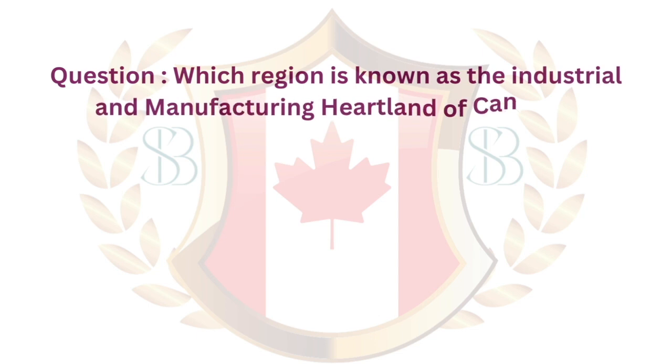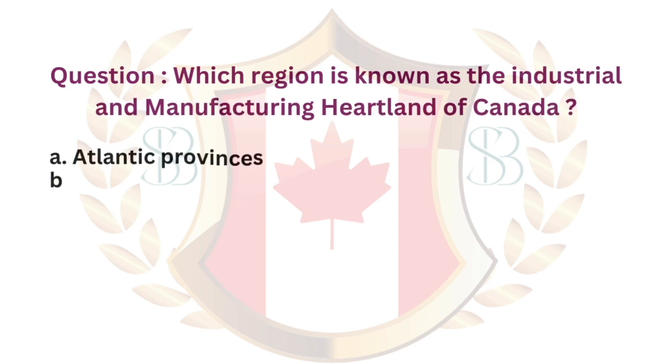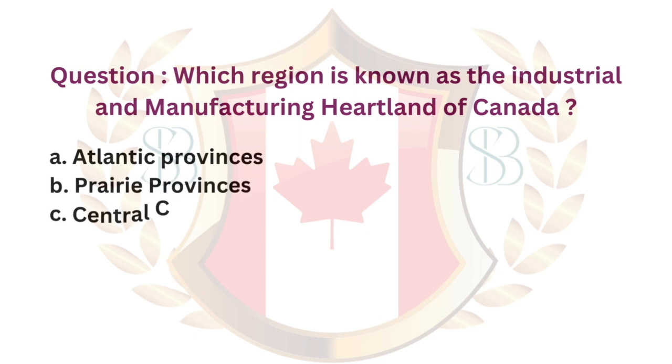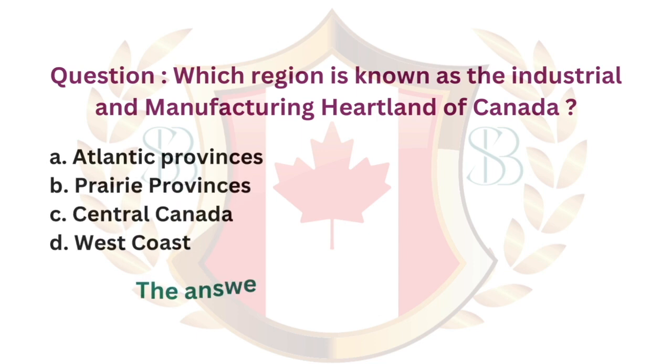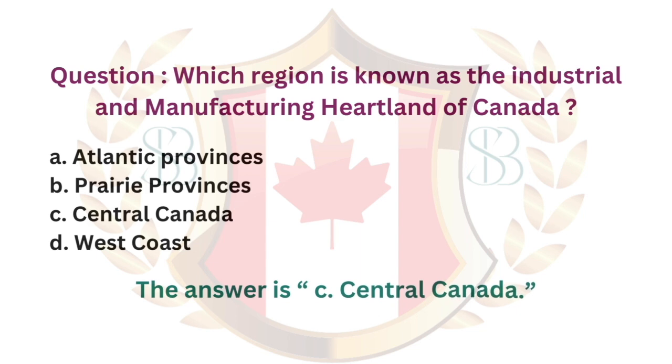Question: which region is known as the industrial and manufacturing heartland of Canada? A. Atlantic provinces. B. Prairie provinces. C. Central Canada. D. West Coast. The answer is C. Central Canada.